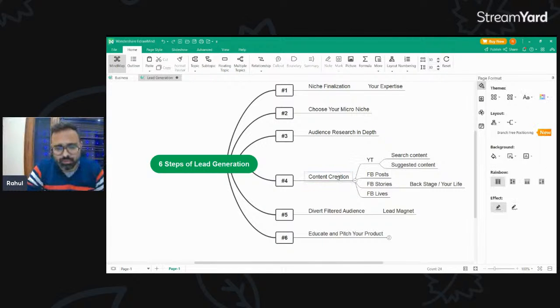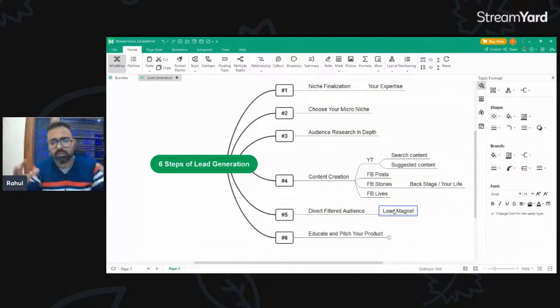After you're creating these contents, you got to make sure that people come towards your lead magnet. And once they take your lead magnet, a lead magnet can be even a PDF book or webinars, trainings, a mini course. The agenda of a lead magnet is to educate them in a manner so that it has to be something which is persuasive towards buying your product, right? And finally, inside the lead magnet, you educate people and finally pitch your product.